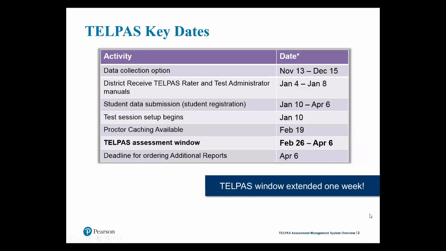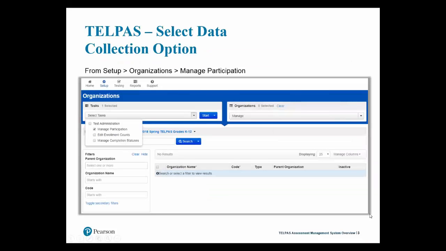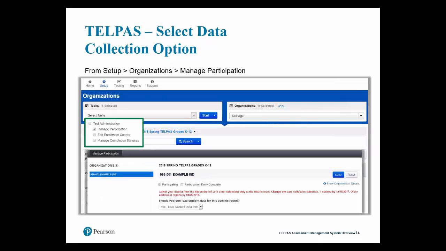We mentioned selecting your data collection option. Of course, that deadline has already passed, but if you wanted to verify that information in the Pearson Access Next site, if you navigate to Set Up Organizations and select Manage Participation and Start, this is where you would have selected whether you wanted Pearson to load your student data or if you were going to load the data yourself. So again, that deadline has already passed.